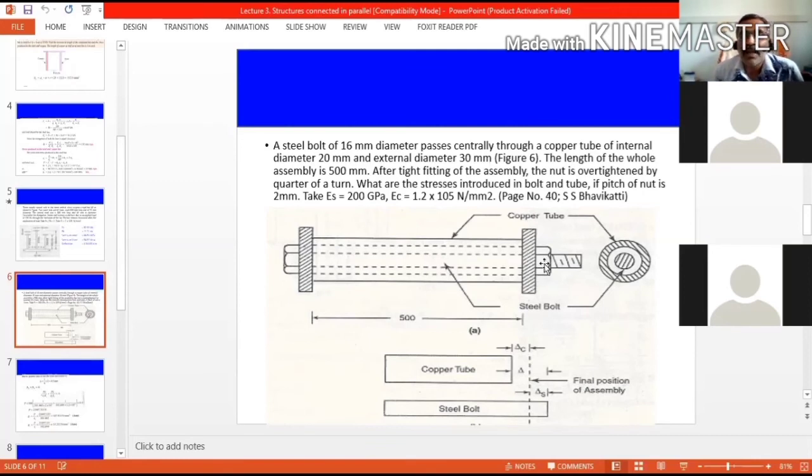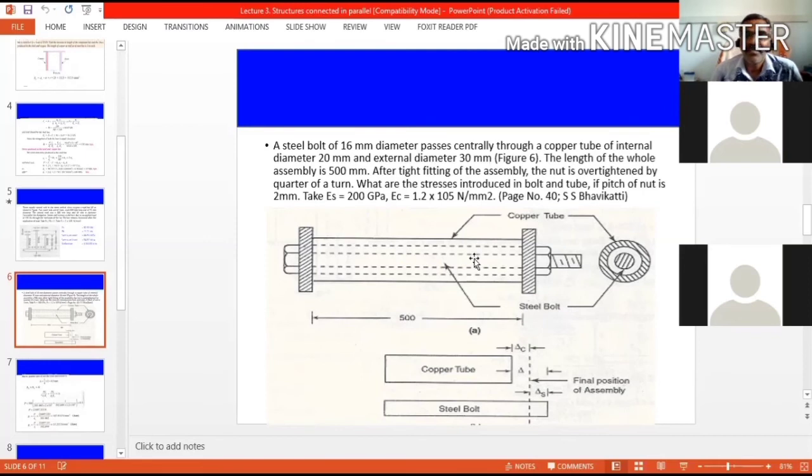Now I am rotating the bolt. If I rotate the bolt in clockwise direction, it will move towards left. If I rotate the bolt in counterclockwise direction, it will loosen. It will move towards right. Now I am rotating clockwise direction. The bolt is moving towards left.